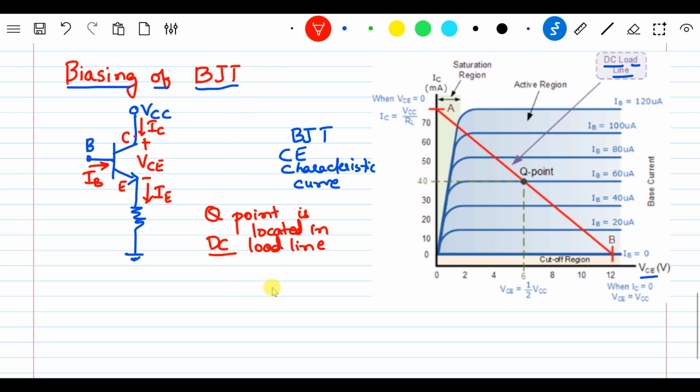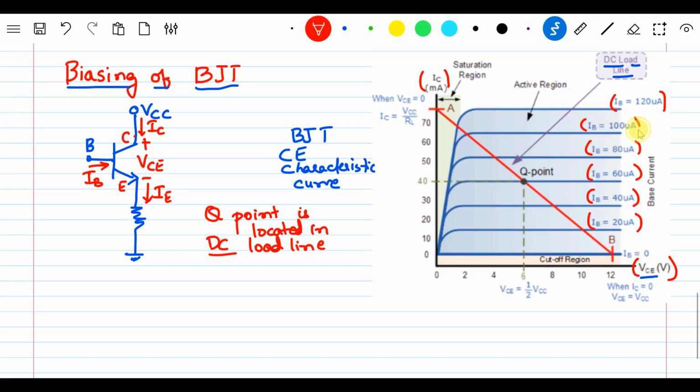Keep that in mind. So when I take a DC load line, as I said, the Q point is located on the DC load line, where the y-axis will always be IC and the x-axis will always be the voltage VCE. Whereas the characteristic curves in the middle of the graph are marked with the current IB. So IB varies here. Later, when discussing biasing circuits, we'll see the equations and how IB varies like this.